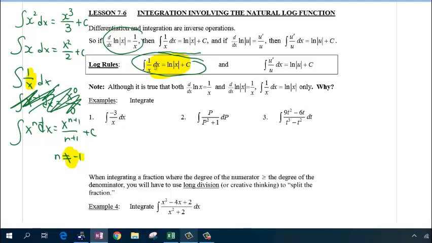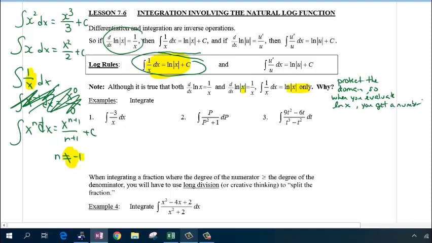why do we have to have that absolute value sign? Why can't it just be regular x? Good question. Remember the issue with natural log, though, and all log functions? It's only valid when x is bigger than 0. So why do we do the absolute value of that? So we can actually protect the domain. Okay. So when you evaluate, you actually get a number. You get a number. Remember, the natural log of a negative doesn't exist.